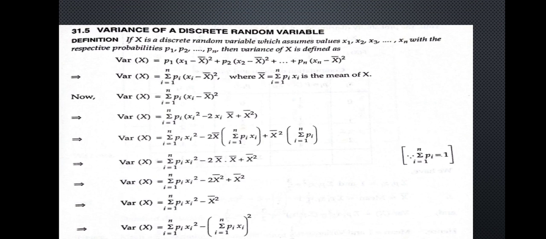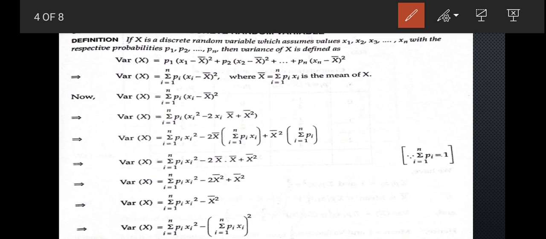Afterwards, next is variance of a discrete random variable. What is the meaning of variance? If x is a discrete random variable which assumes values x1, x2, ..., xn with the respective probabilities p1, p2, ..., pn, then variance is p1 multiplied by (x1 minus mean) whole square plus p2 (x2 minus mean) whole square and so on. While finding the mean, we just multiply probability 1 with x1, probability 2 with x2, probability 3 with x3, and add all those numbers.